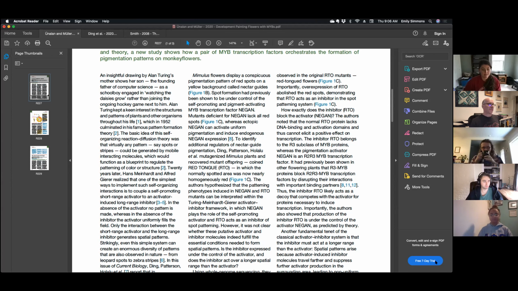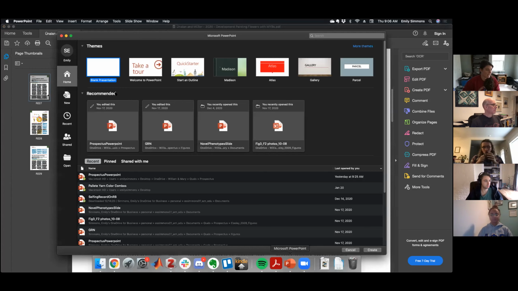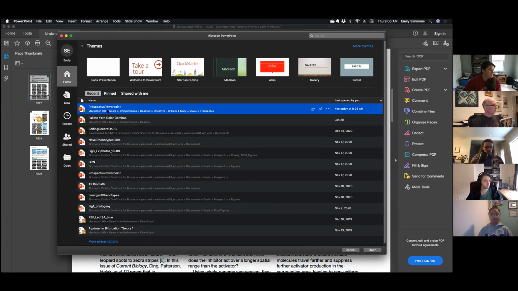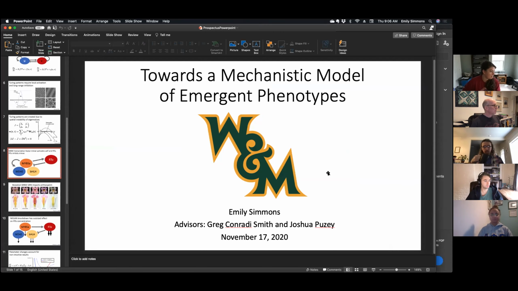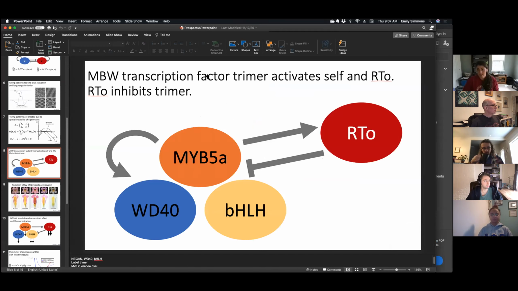Let me pull up a slide, because I just realized that I was starting to use this and I don't think that it's necessarily obvious. Okay. So this is the system that we're looking at here. The MYB that we're talking about is this one, usually. Okay, sorry, I just got distracted. This RTO is our inhibitor.